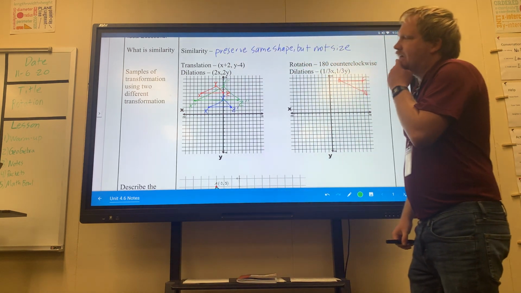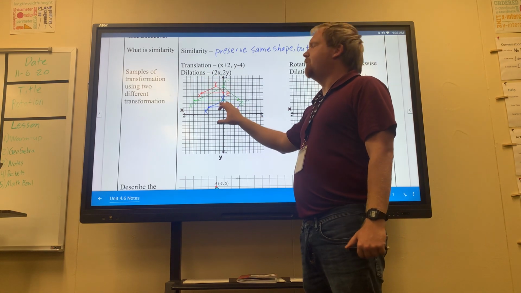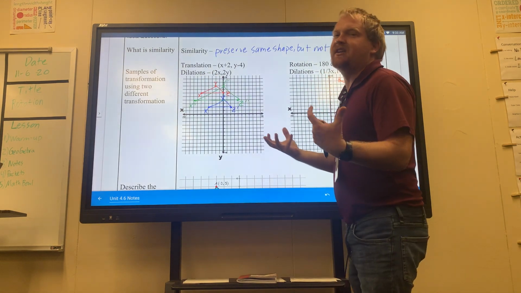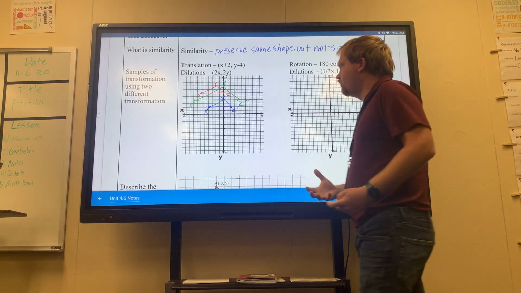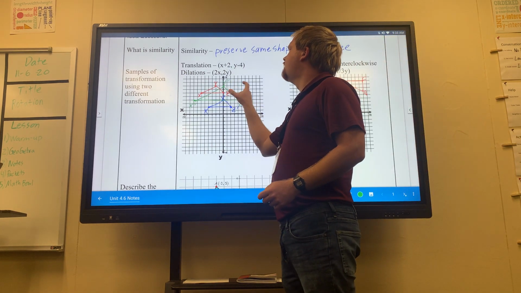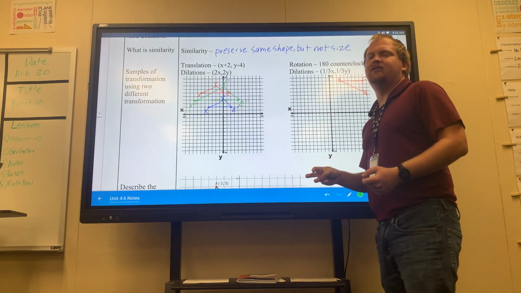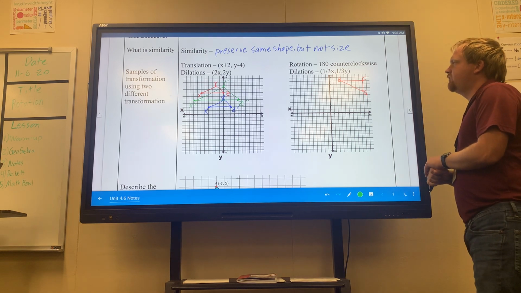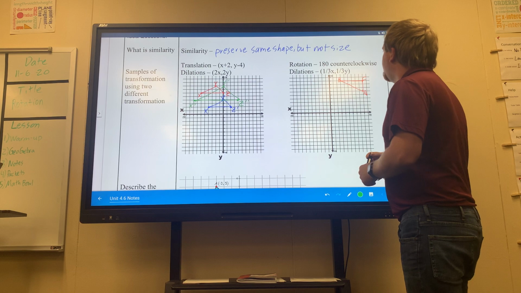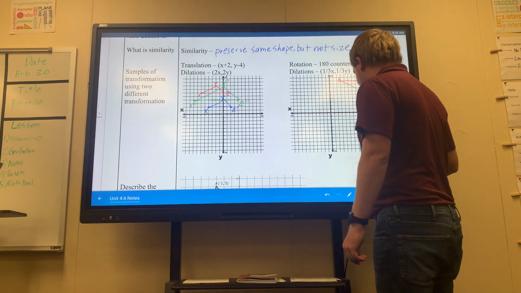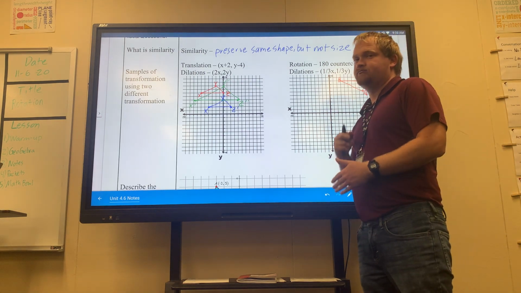Now, notice how the green is a similar shape to both the red and the blue, but it's a different size. So that's a similar figure right there. The green is the same shape, but it's twice the size. Next, we're going to do a rotation of 180 degrees counterclockwise with a dilation of 1/3.